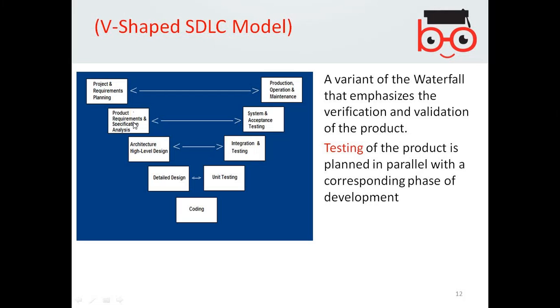Like product requirements. Basically it is a little bit difficult to explain the V-shaped model at every stage. However, you can replace it with the words verification and validation at each stage, in simple terms. Yeah? Yeah. So you carry them out in parallel.